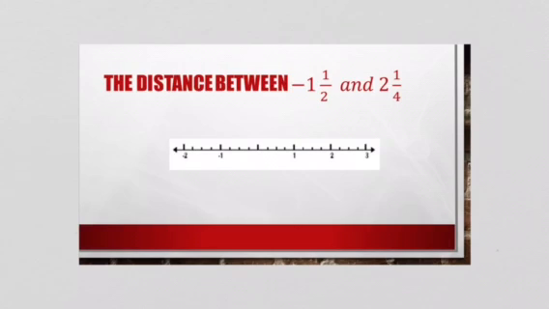What about negative 1 1/2 and 2 1/4? Well, negative 1 1/2 is going to be this way, 1 1/2 units. 2 1/4 would be this way, 2 1/4 units. So how far apart are they? Well, if you look at it, it looks like we can just add those two together, their absolute values, and figure it out. So what is 2 1/4 plus 1 1/2?